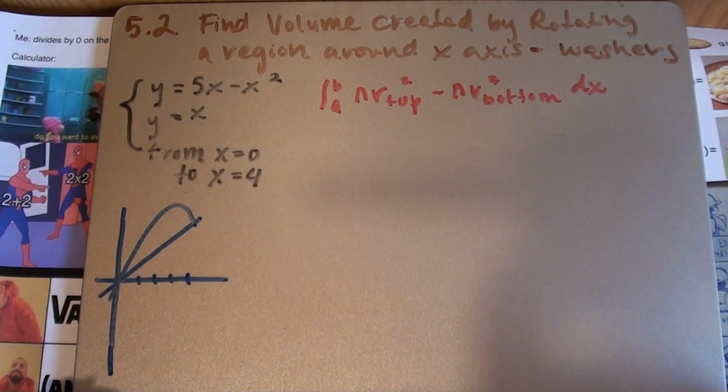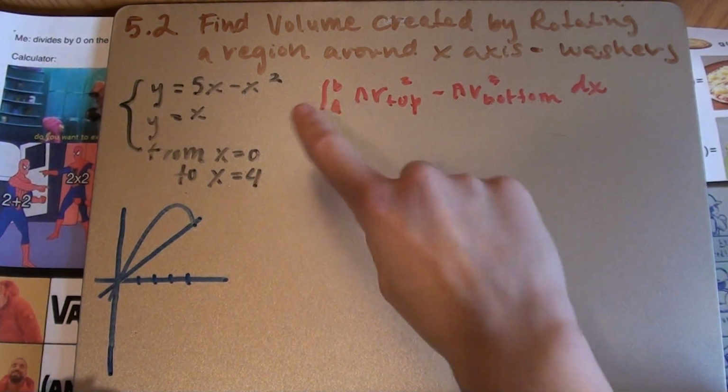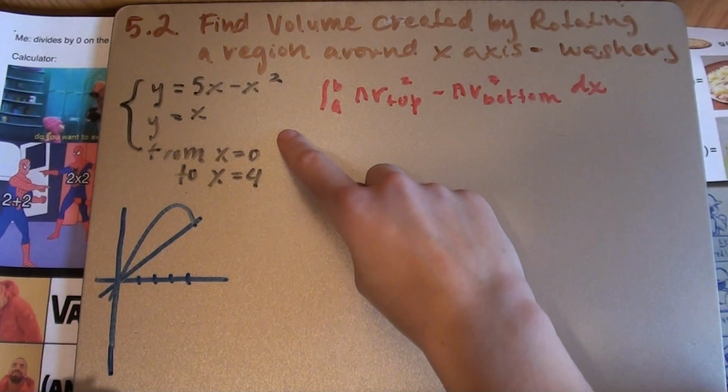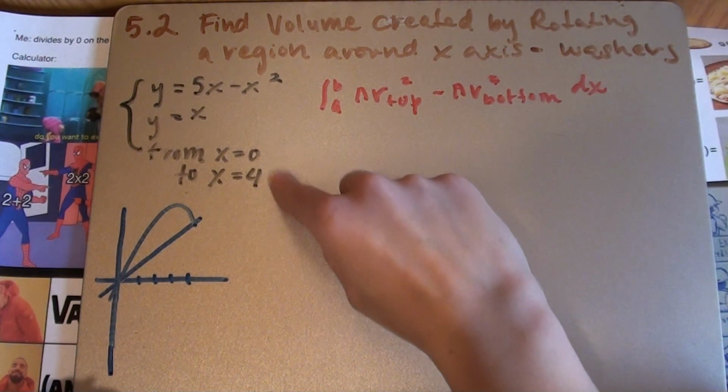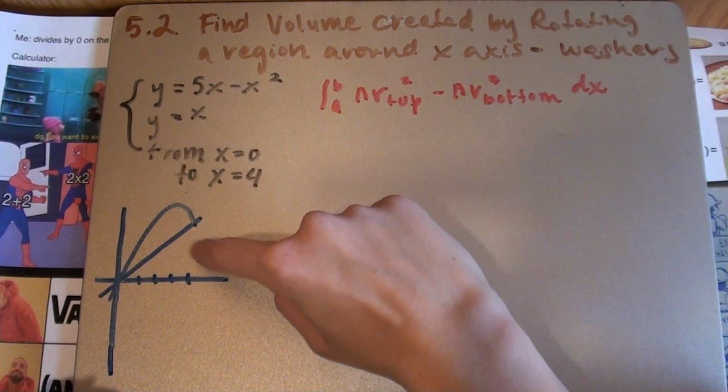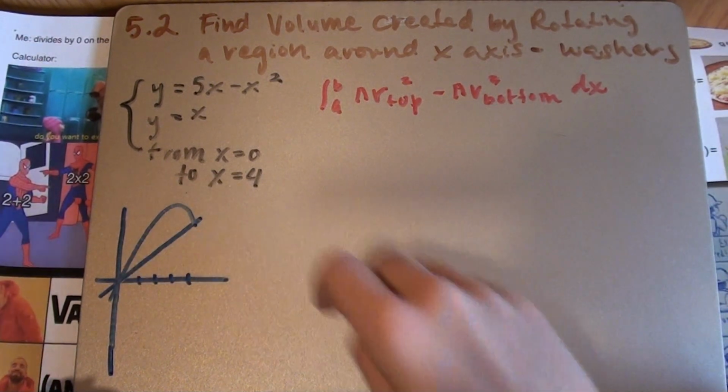Hello again, friends. In this video we're going to try to find the volume of a shape created when we rotate a region around the x-axis, and we're going to be trying to use the washer method. So as we can see, we're going to be working with these two functions right here: y equals 5x minus x squared and y equals x, from x equals 0 to x equals 4. So you can see that that's this shape right here.